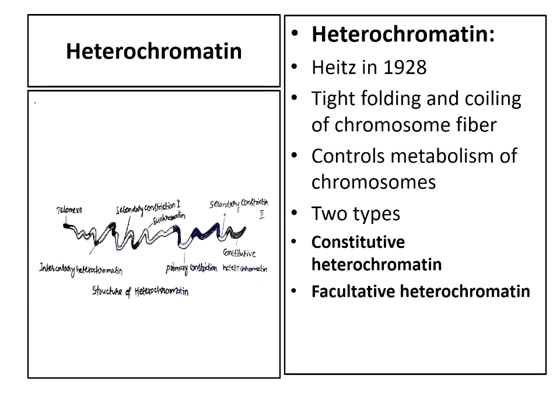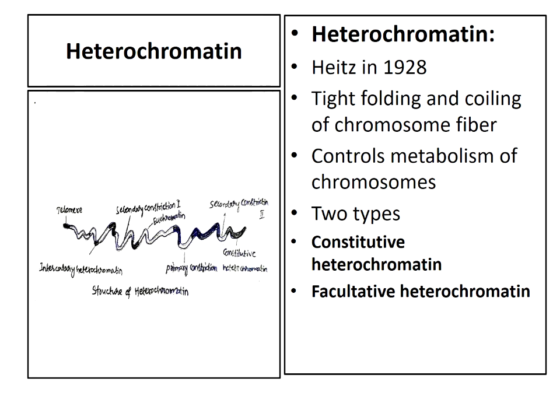First, let us move to heterochromatin. Heterochromatin was originally introduced by Heitz in the year 1928, and it is associated with the tight folding and coiling of a chromosome fiber. That's why it is stained deeply. In the diagram you can observe the presence of heterochromatin: the dark stained regions are the heterochromatin.